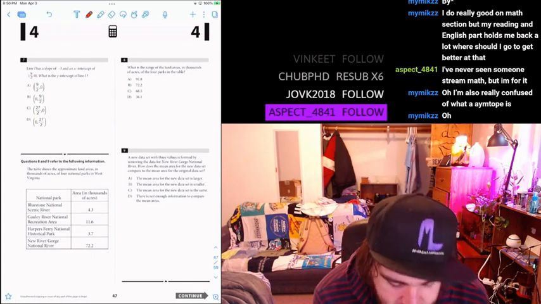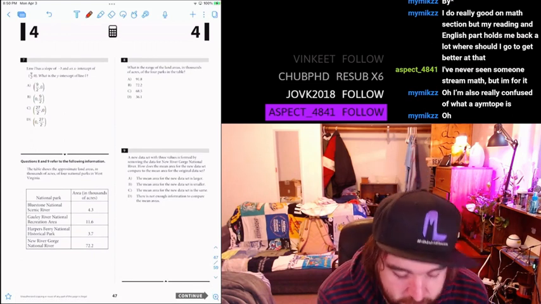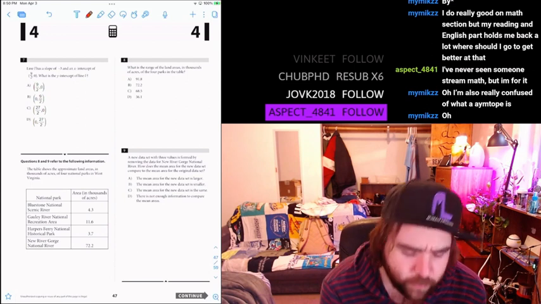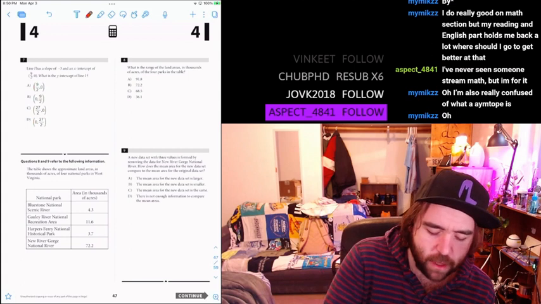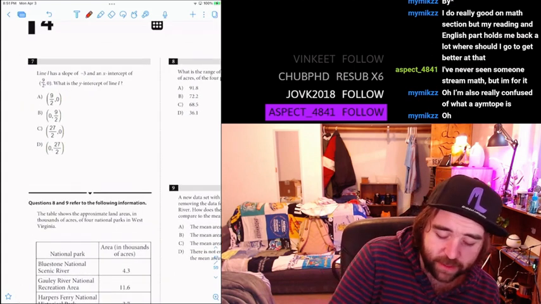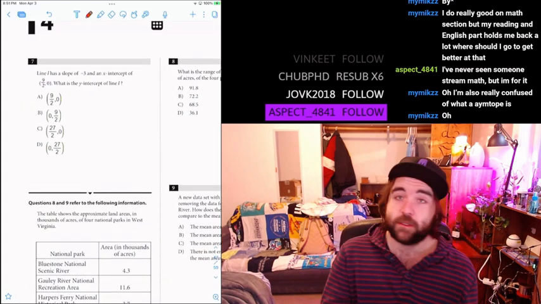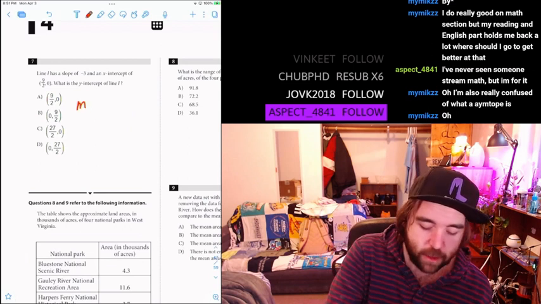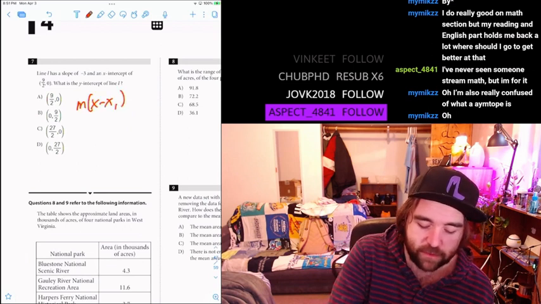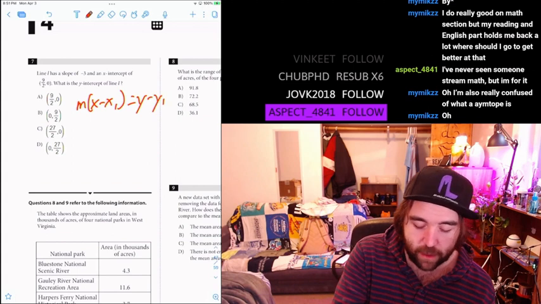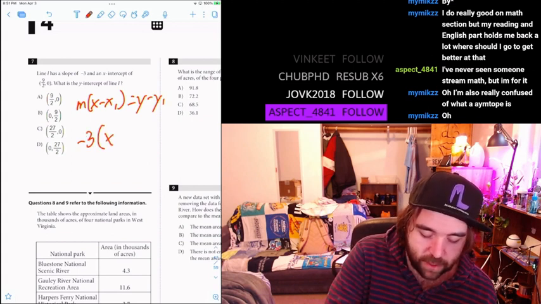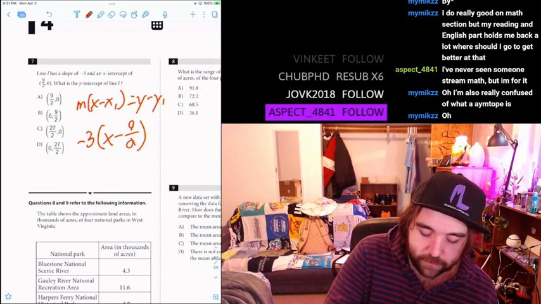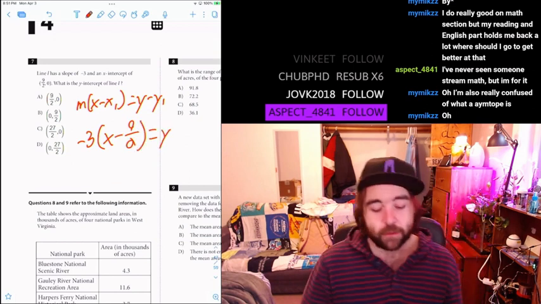Line L has a slope of -3 and an x-intercept of 9/2. What is the y-intercept? All right, so I suppose we could draw this out. Me personally, I prefer to just write the equation for it. I would use point-slope form, which everybody should know. M times x minus the x value is y minus the y value. So we know that negative 3 times x minus 9 halves is equal to y minus 0.